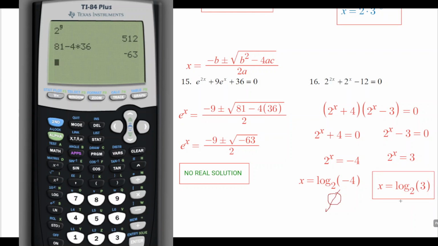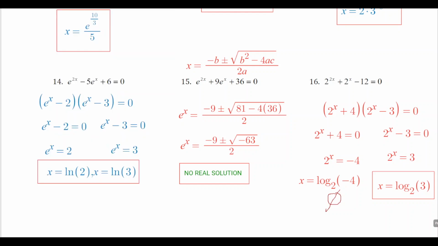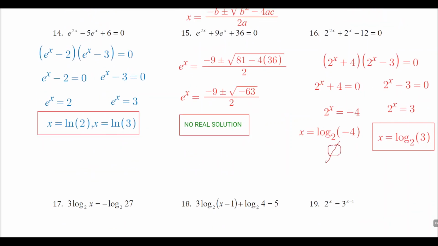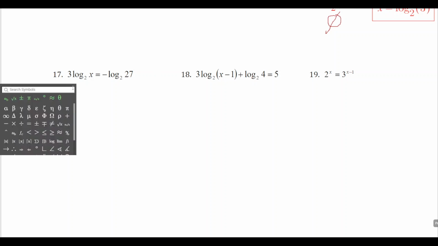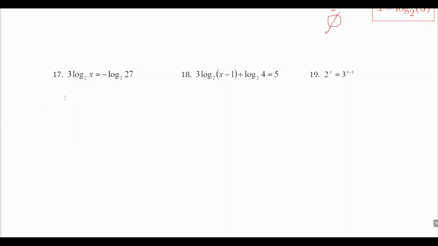So just one solution on this one, x equals log base 2 of 3. Okay, number 17. Looks like we've got 2 logs on either side, but we've got some coefficient action going on on both sides, so we do need to take care of that. Before we can drop these log base 2's, we're going to rewrite each of these logarithms using the power property.